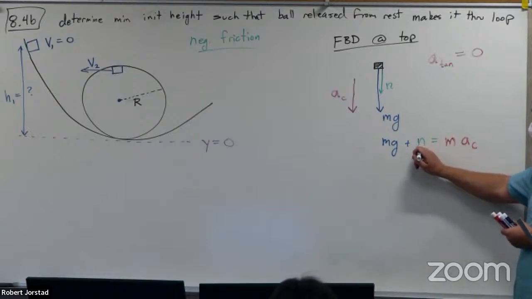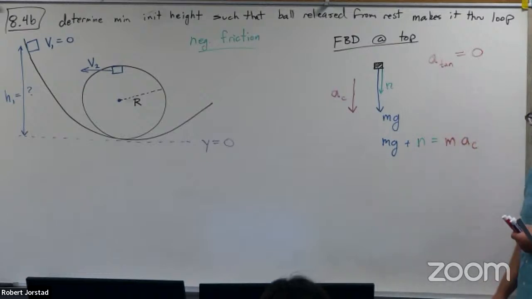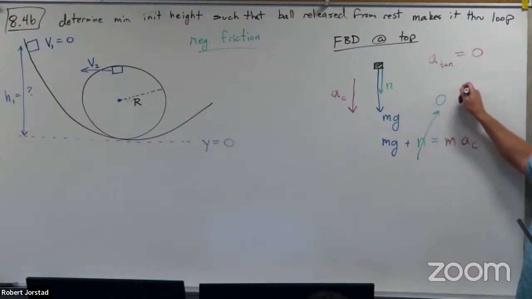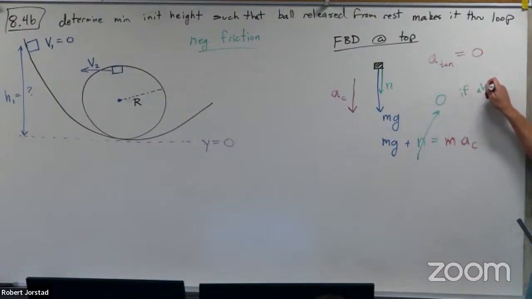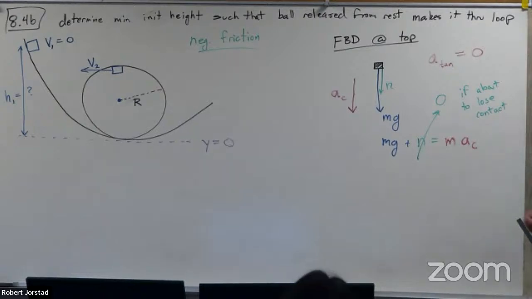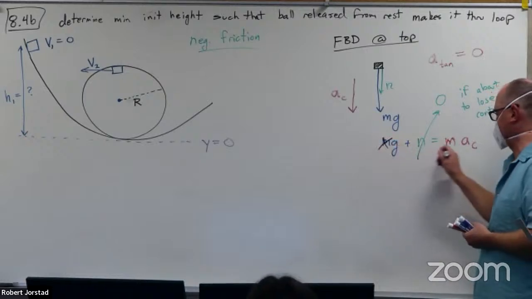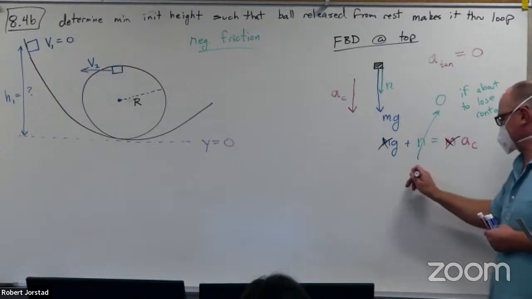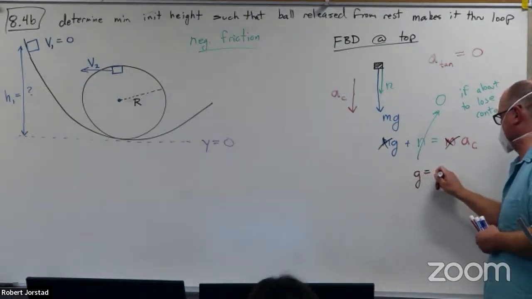What are we going to do with this normal force if we want to learn about the FBD at the top? What was the point? If it's about to lose contact, we set the normal force to 0. That's a cool trick to remember. Everybody got that? What drops out if we set the normal force to 0? Okay, and not every problem is going to have the normal force drop out. Not every problem will have mass drop. But in this case, I get g equals a_c.